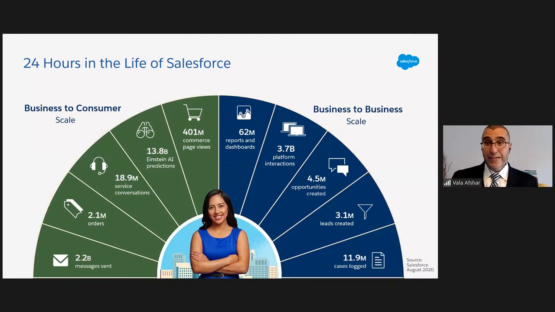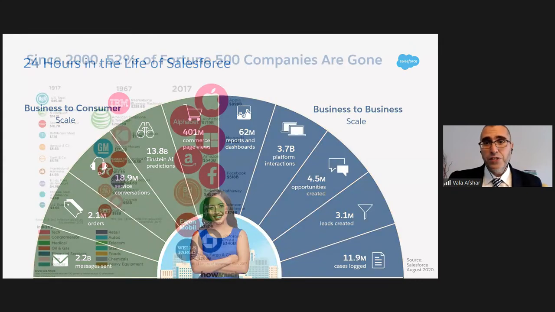In my company, this is what 24 hours looks like at Salesforce. At Salesforce, we're producing nearly 14 billion AI predictions per day. We're creating almost 12 million service cases. So whether it's business to consumer or business to business, one company, Salesforce, has this amount of volume every 24 hours, to give you a sense of the power of data in terms of value creation and ability to connect with your stakeholders in a meaningful way.